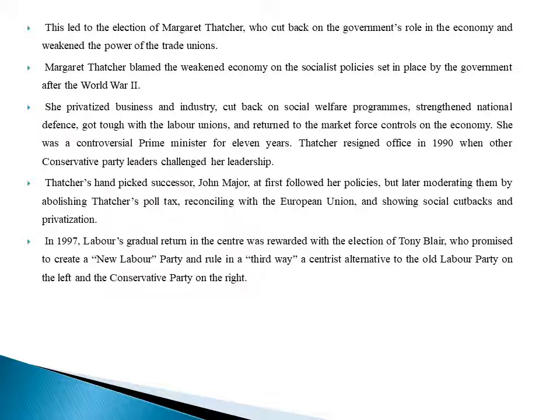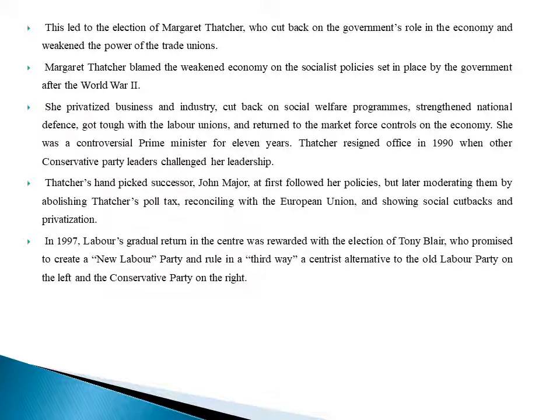She was a controversial Prime Minister for 11 years. Thatcher resigned office in 1990 when other Conservative Party leaders challenged her leadership. Thatcher's hand-picked successor John Major at first followed her policies but later moderated them by abolishing Thatcher's poll tax, reconciling with the European Union, and slowing social cutbacks and privatization.